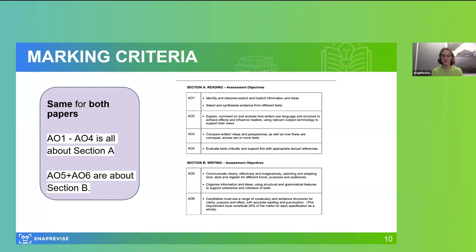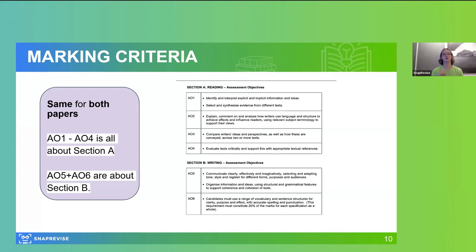AO3 is the comparative assessment objective. It judges your ability to compare the sources and their intentions and to talk about the effect of that, and to talk about whether one does it better than the other and vice versa. AO4 is all about your ability to use texts, to use quotes to support your analysis of the text.